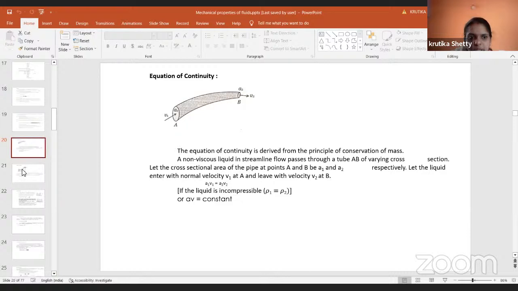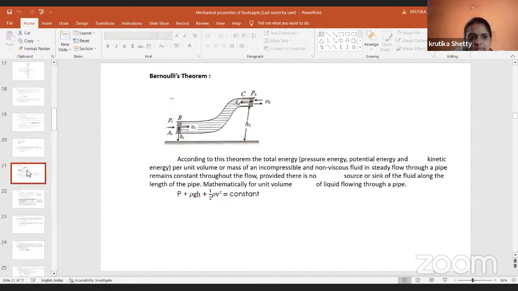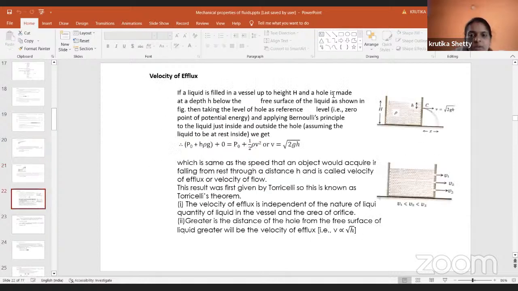Equation of continuity, AV is equal to constant. Then Bernoulli's principle also we have discussed. Then there is one more here, that is velocity of efflux. So velocity of efflux is given by v equals under root of 2gh, where g is acceleration due to gravity and h is the height. You can understand if you look at the figure here. I hope you are able to see this.